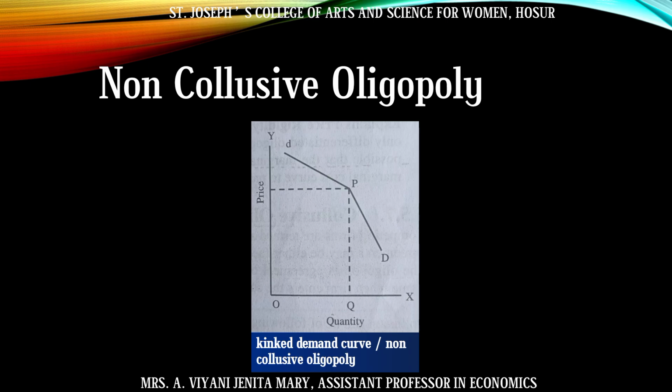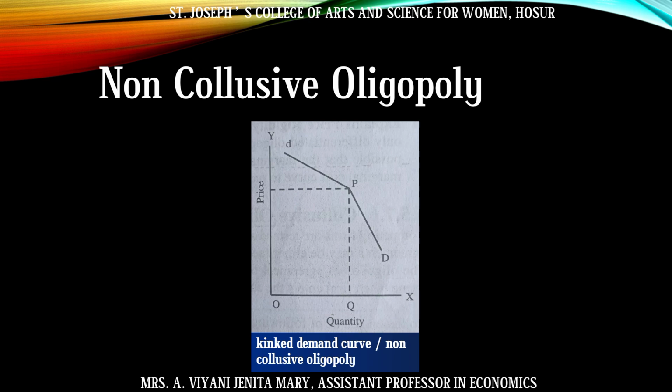In the above figure, DD is the kinked demand curve. It is made up of two segments, namely DB and BD. The demand curve is kinked, or has a bend, at point B. The kink is formed at the prevailing market price level BM. The segment of the demand curve above the prevailing price level is highly elastic, and the segment of the demand curve below the prevailing price level is fairly inelastic.